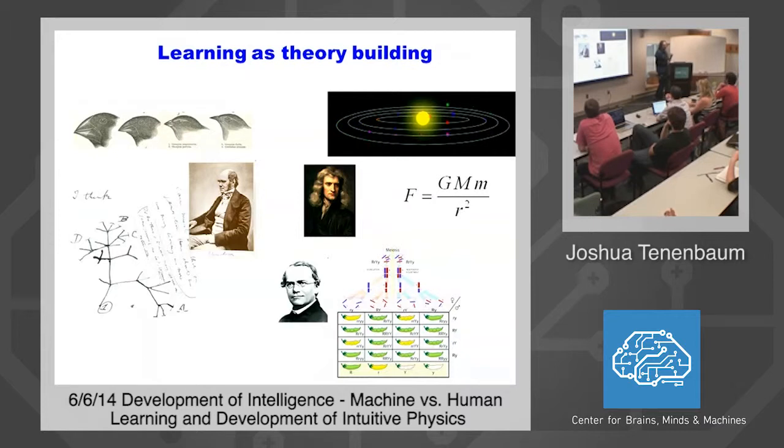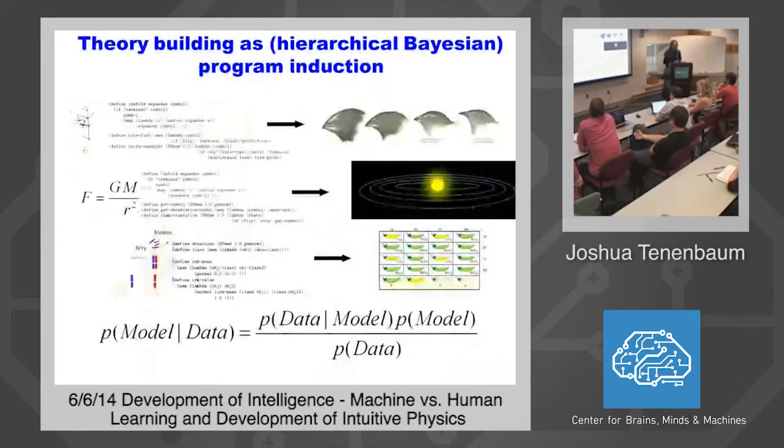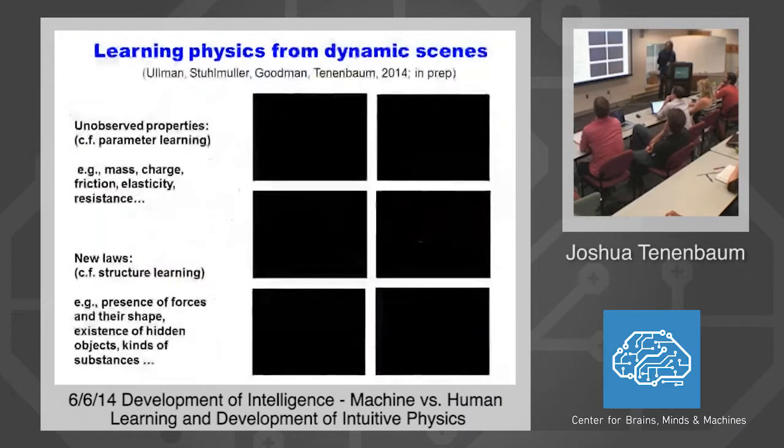Well, one thing that we've been exploring is this idea that this kind of theory building is something like hierarchical Bayesian inference with probabilistic programs. I'll just show one example of this, which is Tomer's work. I think it's satisfying as far as it goes, but it doesn't go nearly far enough, and that's the challenge we're talking about.